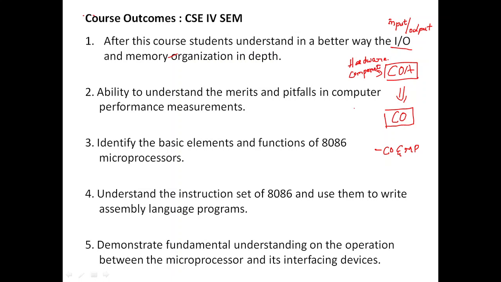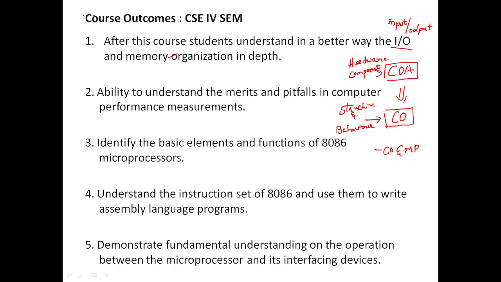When it comes to computer organization, organization deals with the structure and behavior of the computer system. So this is the major difference between computer architecture and computer organization. This is very important in your viva. What is the major difference between computer architecture and computer organization?